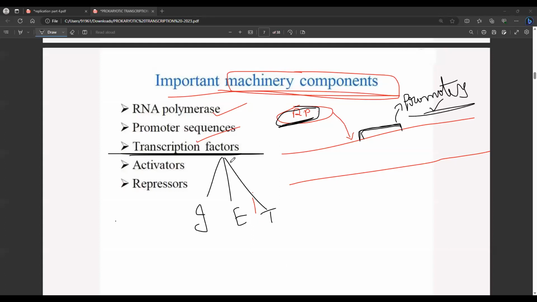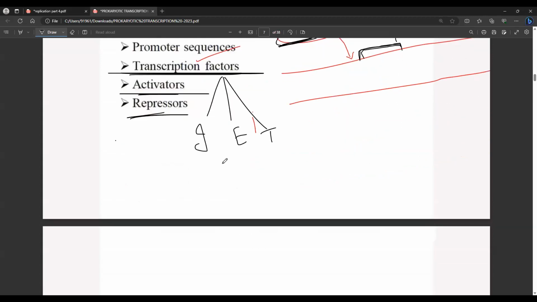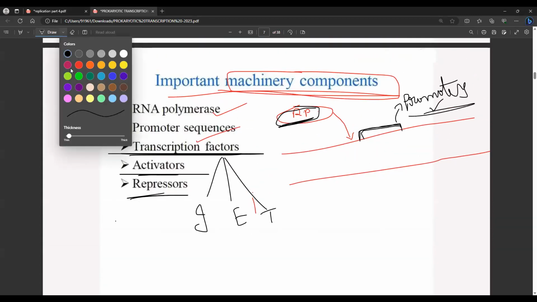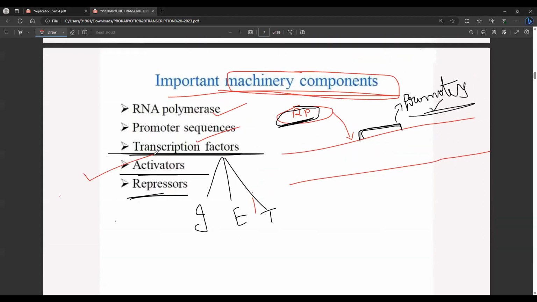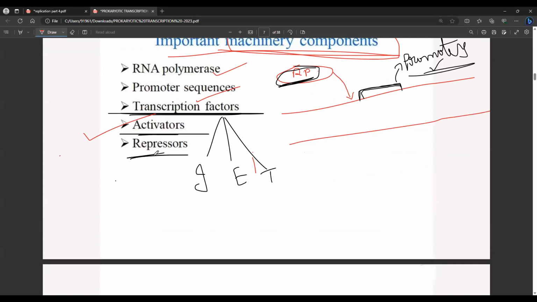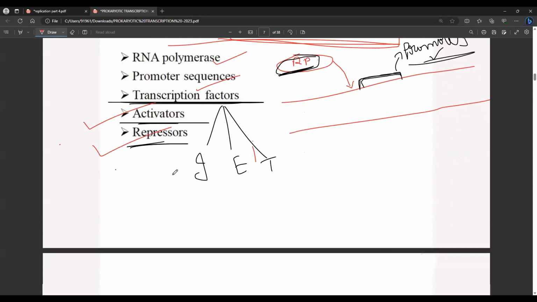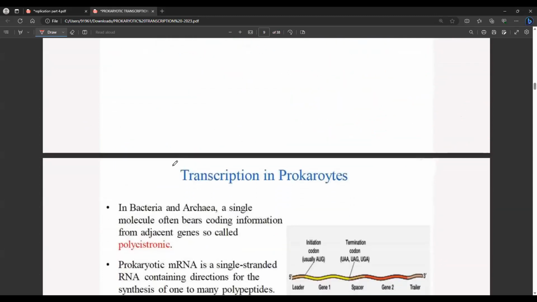And what else do we need? We require activators. We require repressors. What is an activator? An activator is the one which will activate the process of transcription. Repressors, the name itself indicating, right, repress the process of transcription. Never get confused with that particular point. Okay, now let's talk about it.